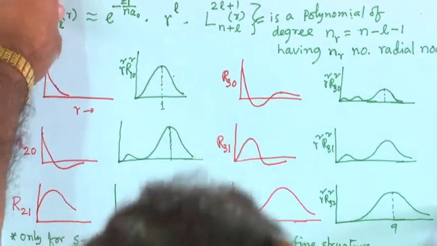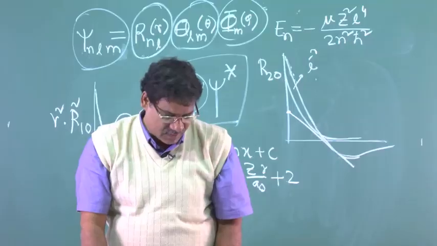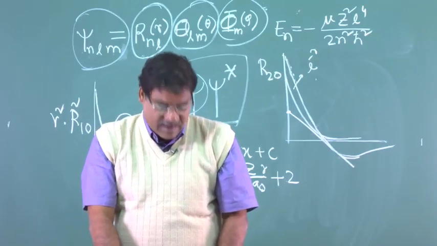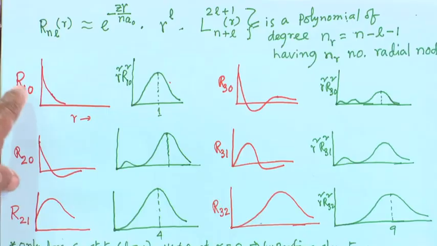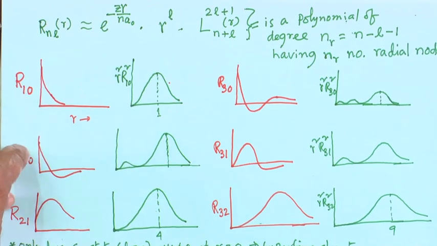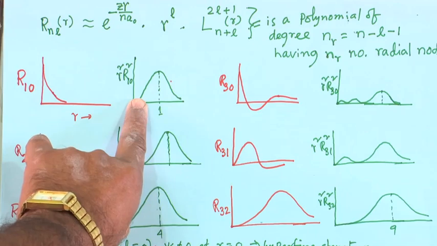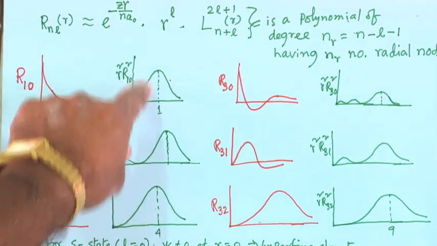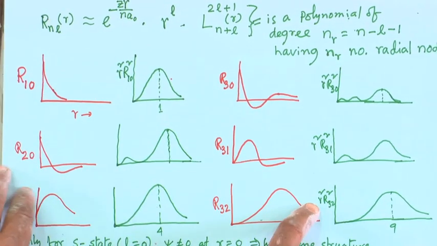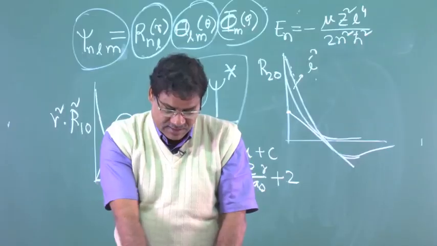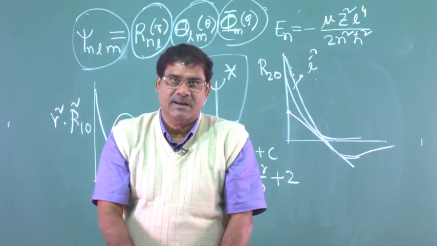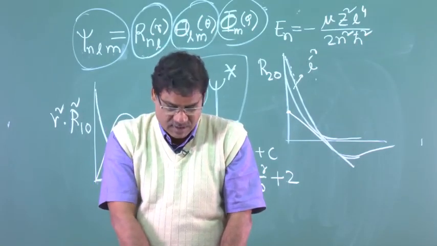So, this way one has to plot this wave function, and you can see the wave function is varying like this, but the radial probability density is varying like this. I will discuss more on this issue, because you can get the physical information from this plot.